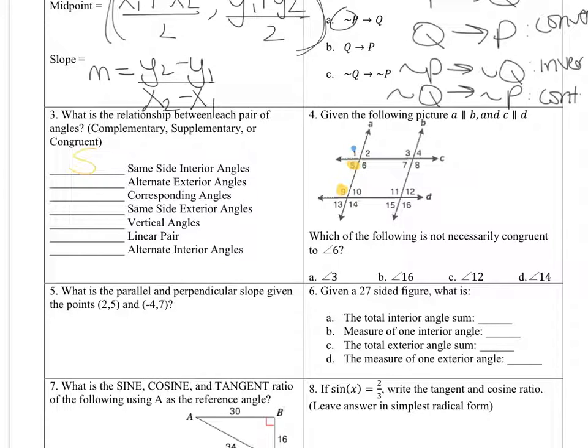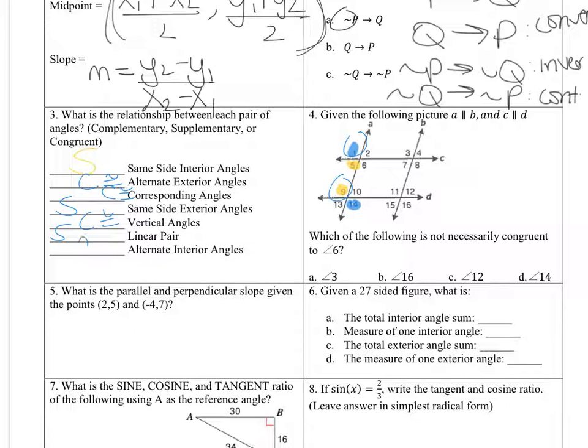Alternate exterior angles would be like 1 and 14. Alternate exterior angles, they are congruent. Corresponding angles, it's like angle 1 and angle 9. Those are also congruent. Same side exterior is the same as same side interior. They're supplementary. Vertical angles, what do you know about vertical angles? They're congruent, and you might also want to put the little congruent symbol. Linear pair, what do you know about linear pairs? Supplementary. Alternate interior angles, what do you know about alternate interior angles?